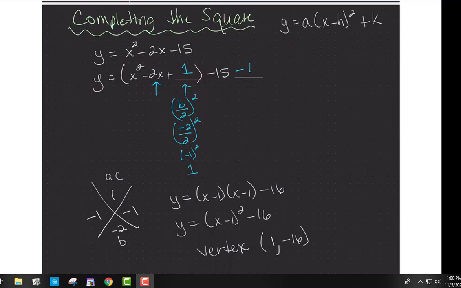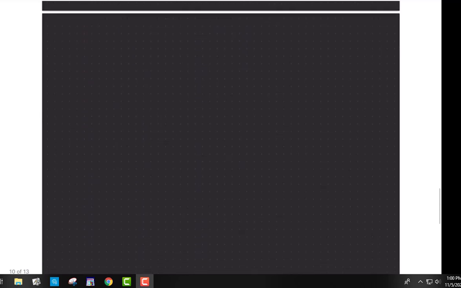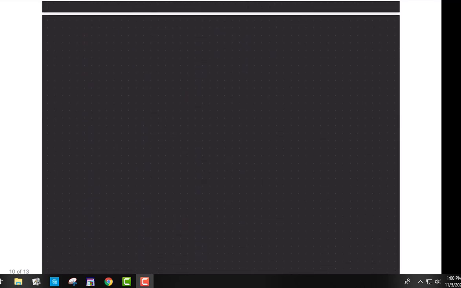All right, let's do one more of like completing the square, just to give us some practice on it. Sound good? So let's say we had, let's go with y equals x squared plus 8x plus 10.